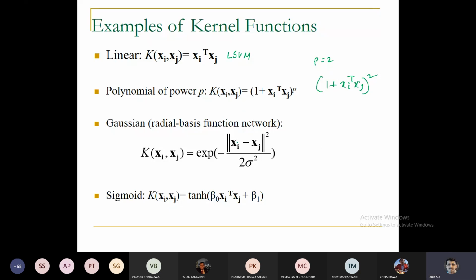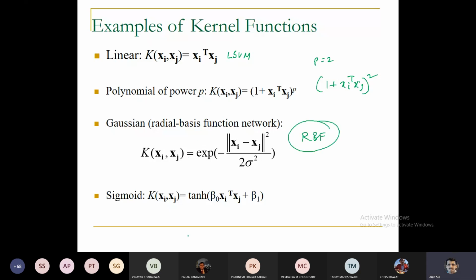Next is a very, very well-known function. It's called the radial basis function, but the type is Gaussian in nature. So k of xi, x is exponential of minus the norm of xi minus x squared, divided by 2 sigma squared. If time permits, we'll see what the RBF is. So this is very interesting.